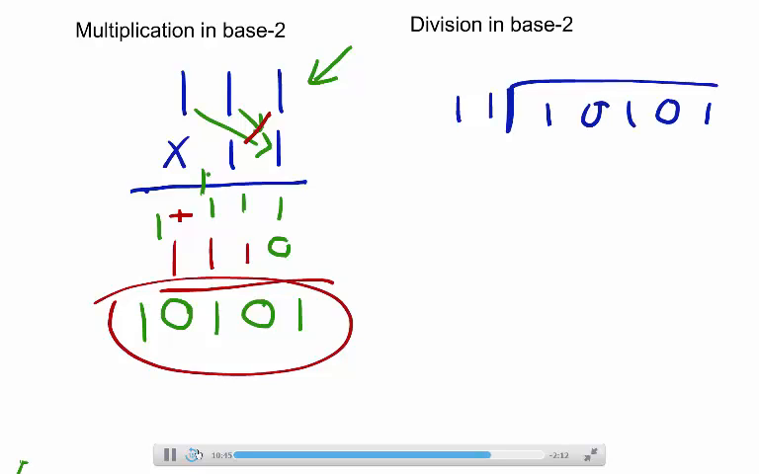Let's take a look at division in base 2. Here we see that 11 can't divide into 1 or 10, but 11 can divide into 101 one time. So now we have 101 minus 11. 1 minus 1 is 0. Here we have to carry a 2. 2 minus 1 is 1. Now we carry down a 0. 11 goes into 100 one time.